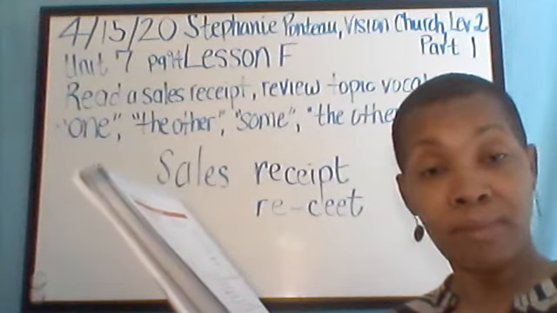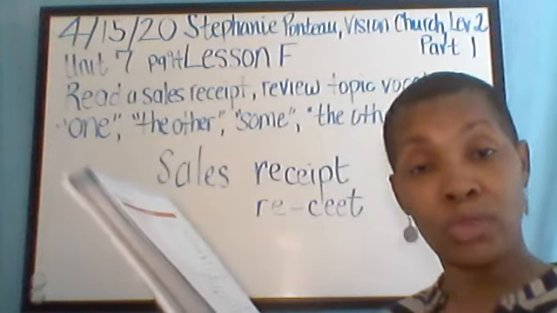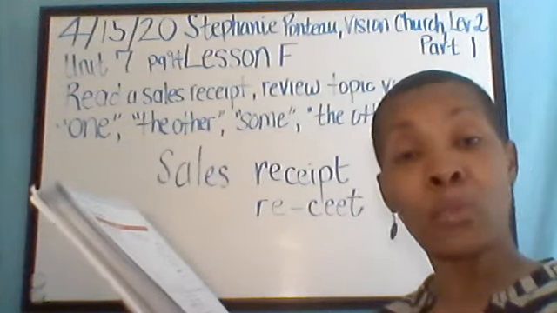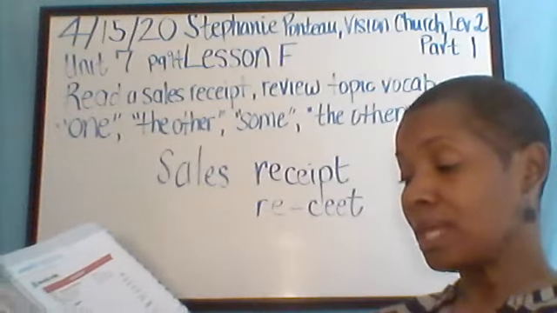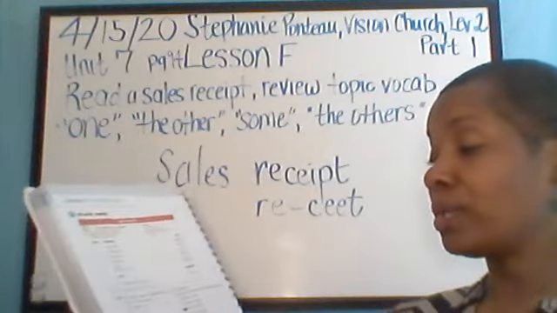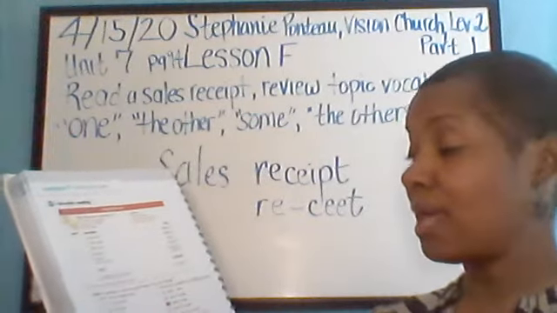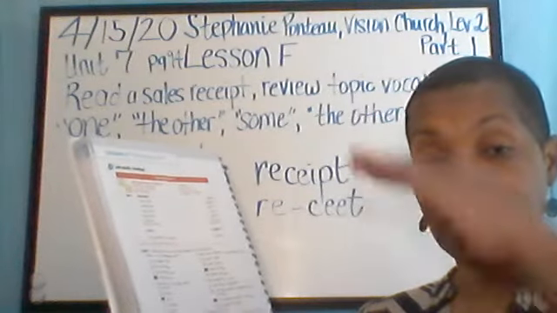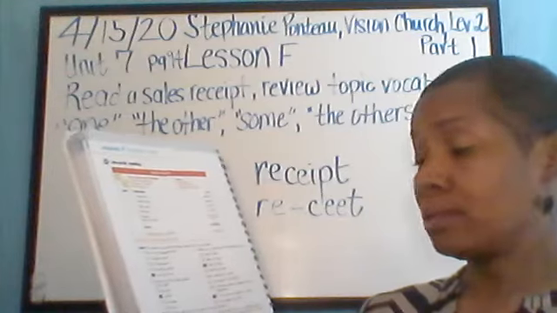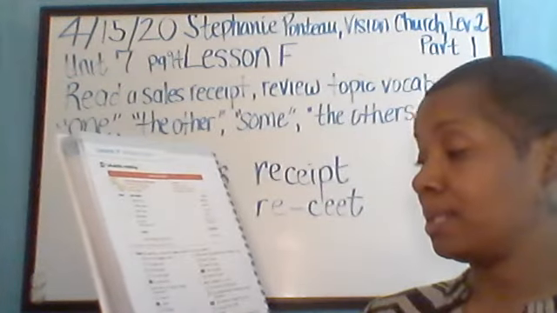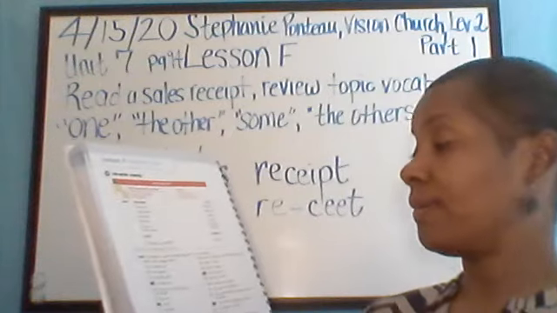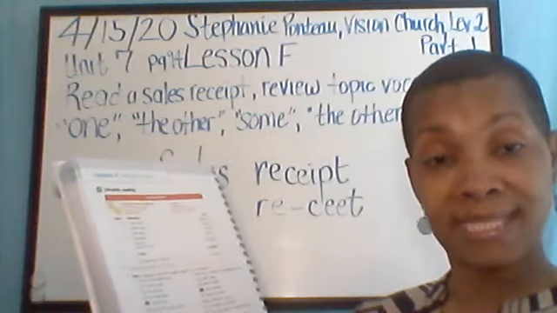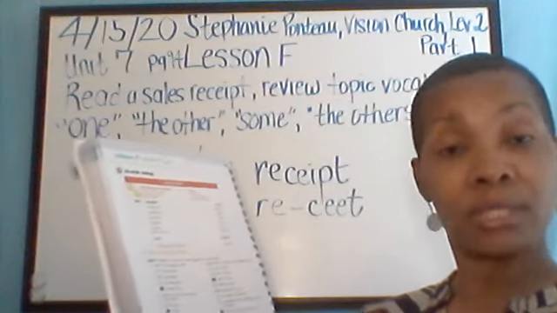Exchange means you don't get any money back, but you trade what you have for something of equal or lesser value. And then a refund is when you get your money back. So, which word in the sales receipt means money back? That would be refund. Okay? Discount means the price is lower. The price is lower from what it used to be. Exchanges, I just explained. And then subtotal is just the total of all the charges before they add tax. After they add tax, you get the total.